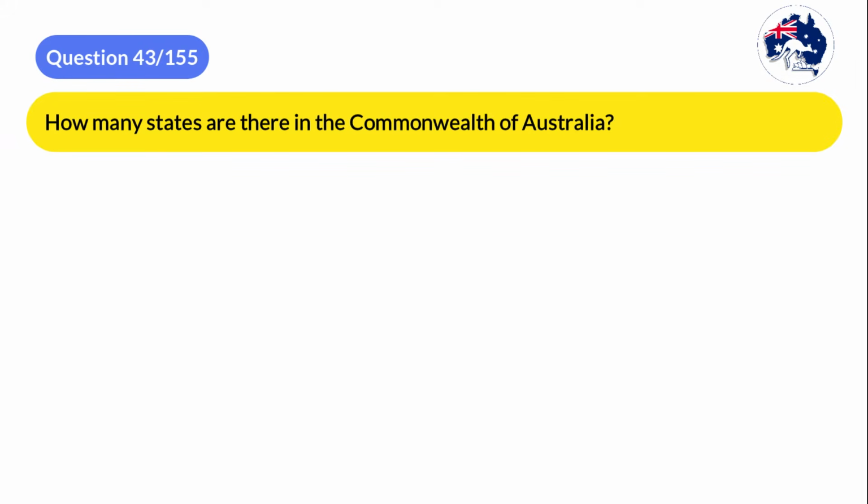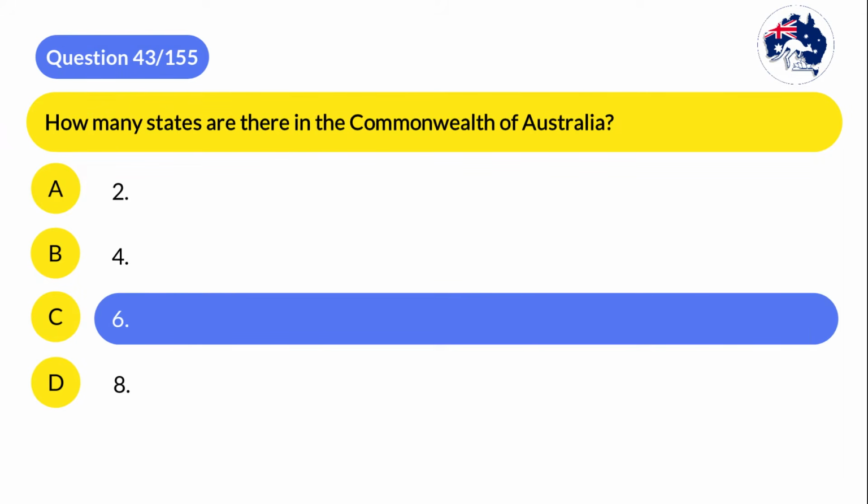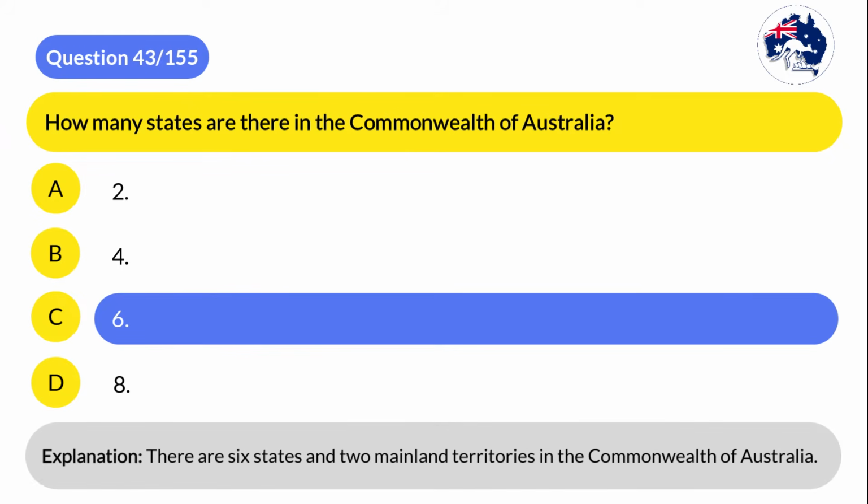Question 43. How many states are there in the Commonwealth of Australia? A. 2. B. 4. C. 6. D. 8. The correct answer is C. 6. Explanation: there are 6 states and 2 mainland territories in the Commonwealth of Australia.